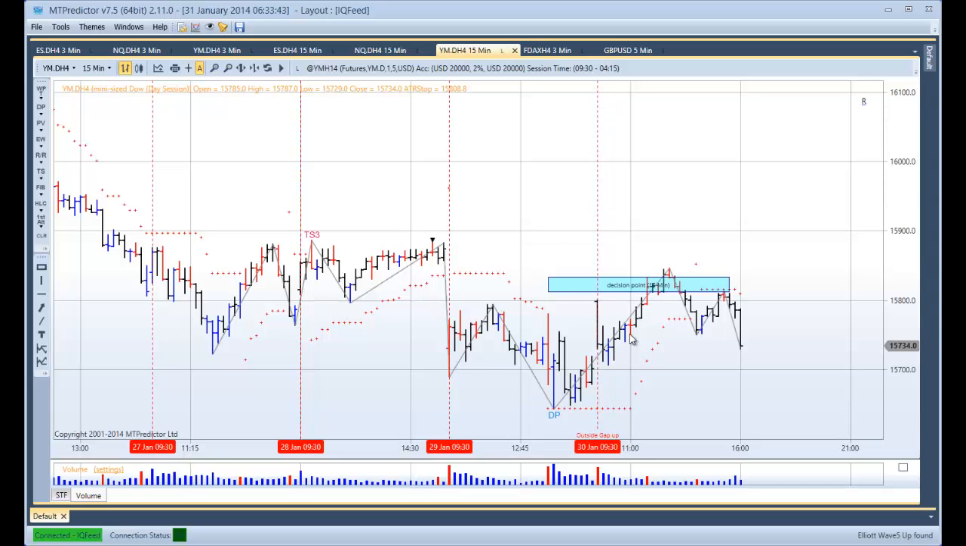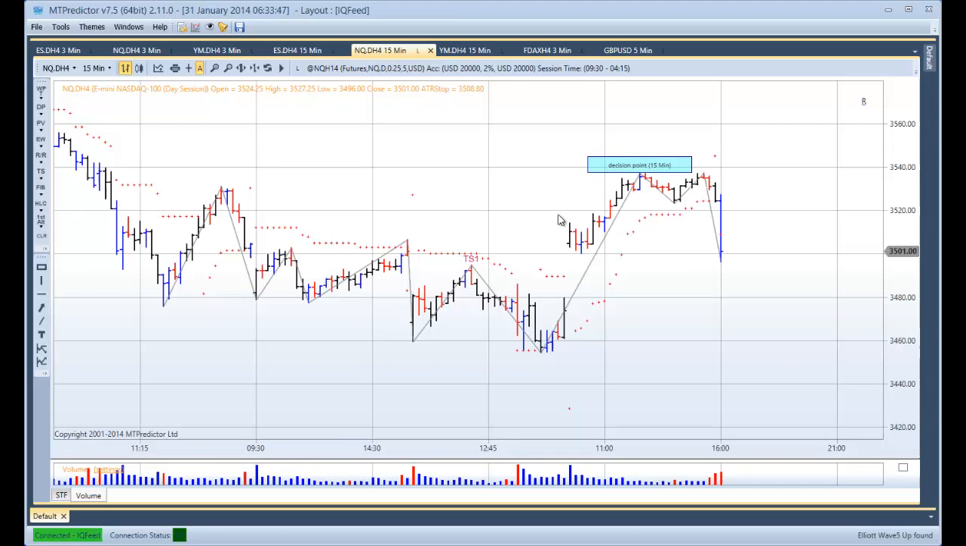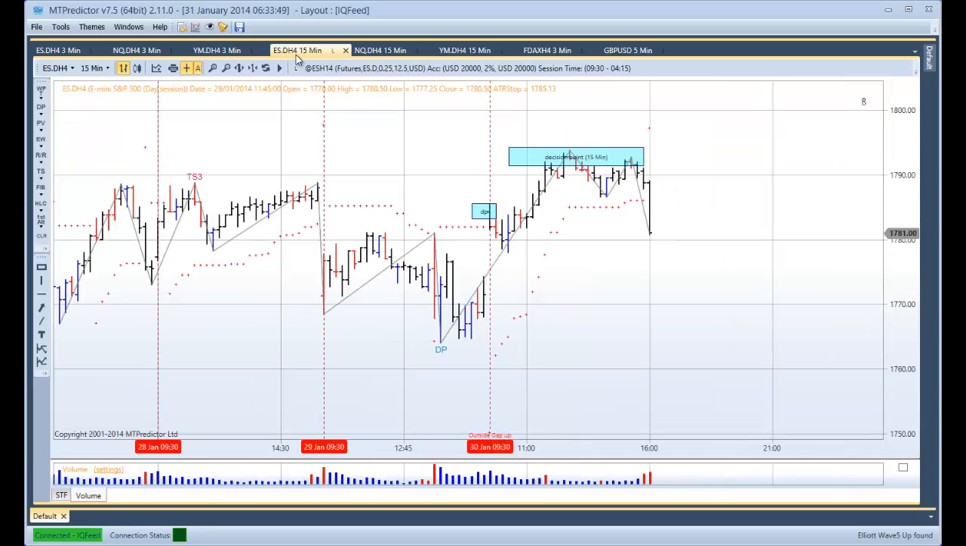So there you go. These DP levels were able to nail the high on the YM, the high on the NQ, and more importantly the high on the ES. These came in at around 12.45. You can see my cursor on the chart there. So what could you have done on the shorter time frames?